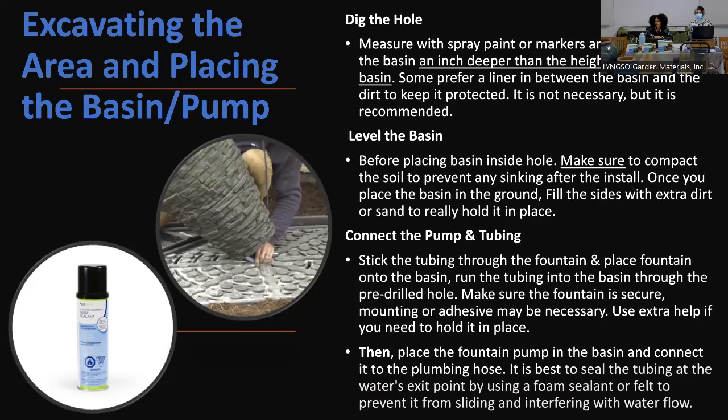So once you have your pump in the basin and you've connected all the correct adapters, it's best to seal the tubing at the water's exit point at the top of the fountain. This can be done using a piece of felt, or a better alternative would be a foam sealant. Aquascape does have their own black foam sealant specifically used for water fountains, but there are other options you can find at hardware stores as well.